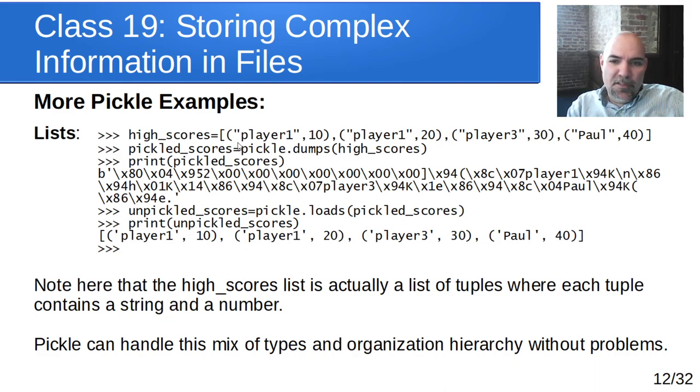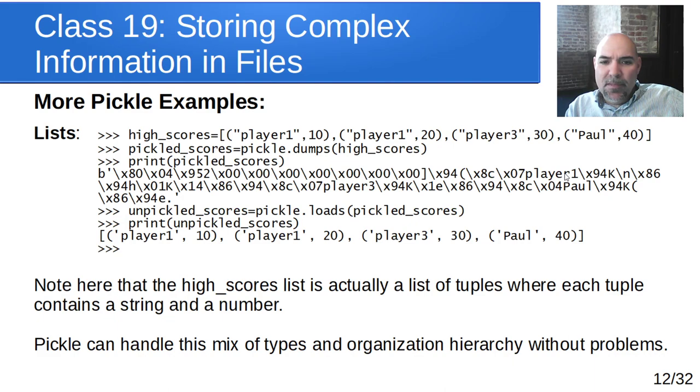of tuples. So this is where Pickle gets to be more useful. So in this case, we have this high scores list where we have 1, 2, 3, 4 scores in there that each have a name and a number associated with them. And I can do a pickle.dumps on that whole thing. Rather than each string and each number individually, I just do the whole thing. And it creates this giant string here that looks like this. And you can kind of see parts of it in there.